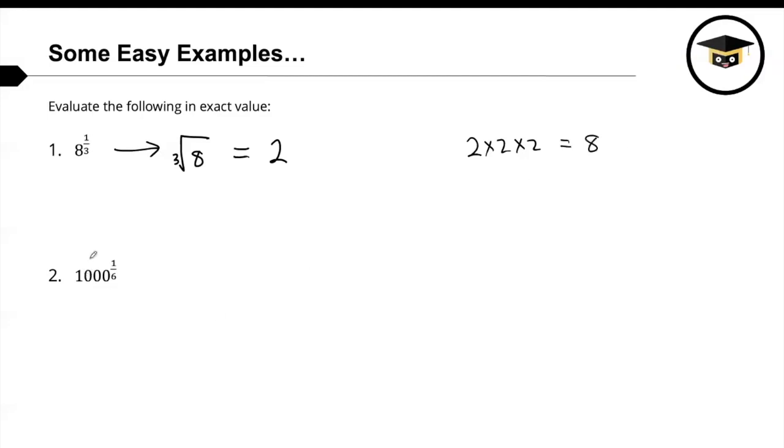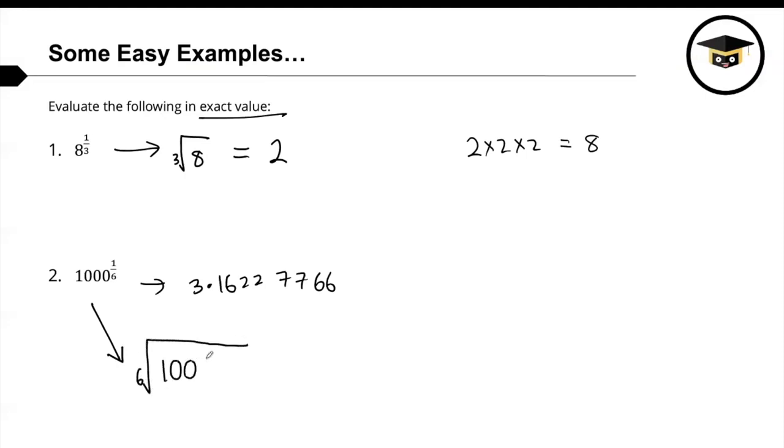Now what about 1,000 to the power of 1 on 6? So if I put 1,000 to the power of 1 on 6 in my calculator, I'm going to get a weird number. I'm going to get 3.162277766, and it's going to keep going. Now, this isn't an exact value. This is really a decimal that can go on forever. So what is the exact value of 1,000 to the power of 1 on 6? The exact value is the 6th root of 1,000. And so that would be our exact answer.